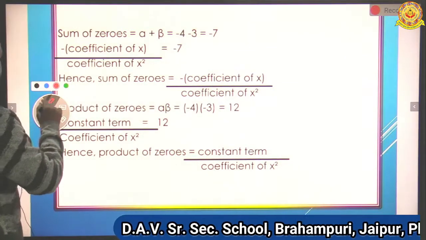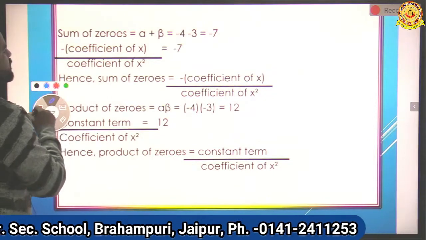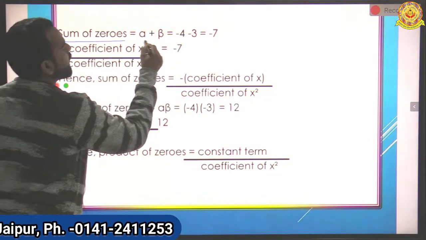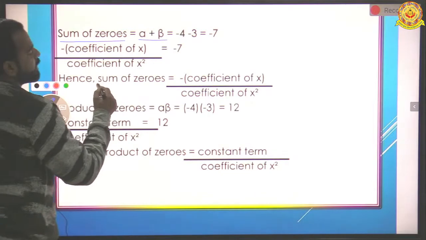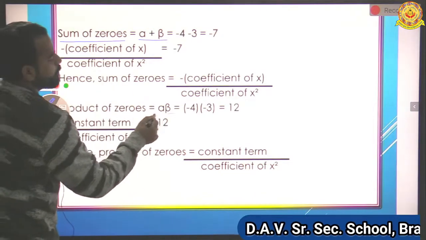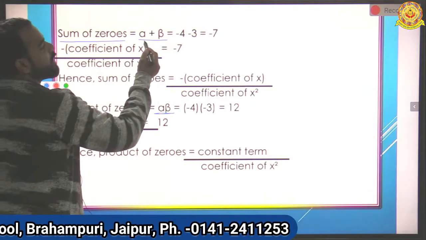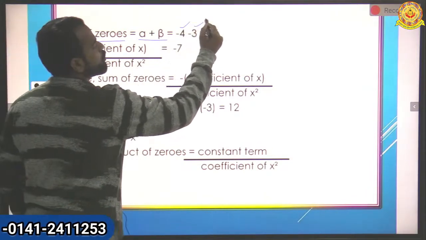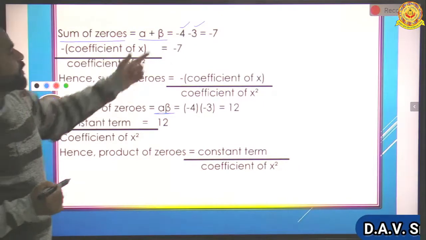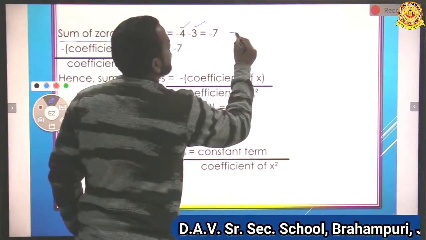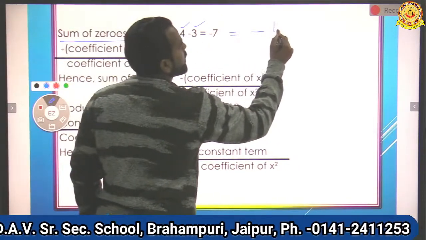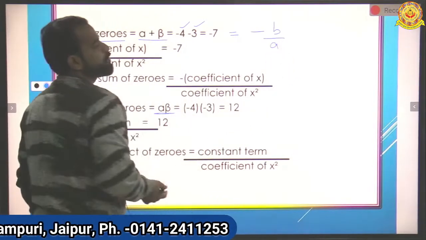So we know that if we are finding the sum of the zeros, we have to do alpha plus beta, and when we are finding the product of the zeros, we have to do alpha into beta. So the sum of the zeros, alpha plus beta, because we have the two zeros minus 4 and minus 3, is going to be minus 7, and when we compare this minus 7 with the formula minus b upon a, it comes out absolutely the same.